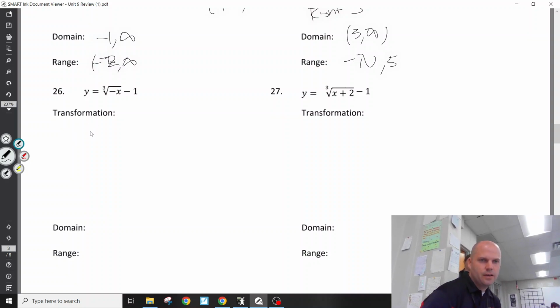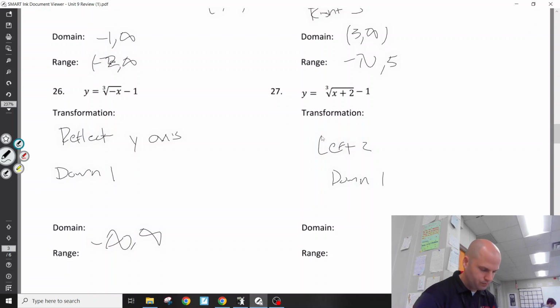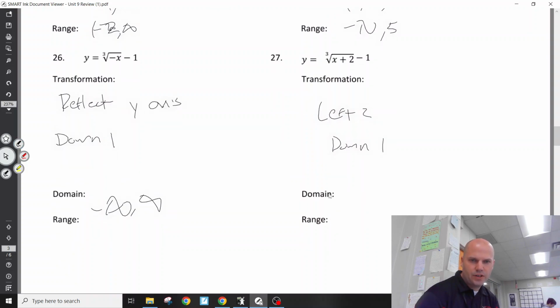Here, this is a reflect over the y-axis because it's inside, it's affecting the x's. The x's are going to flip over the y-axis, and we're going to go down 1. The domain and range are both going to be negative infinity to infinity because you can't really add or change these. It'll still stay the same. This will be left 2, down 1. Infinity to infinity.